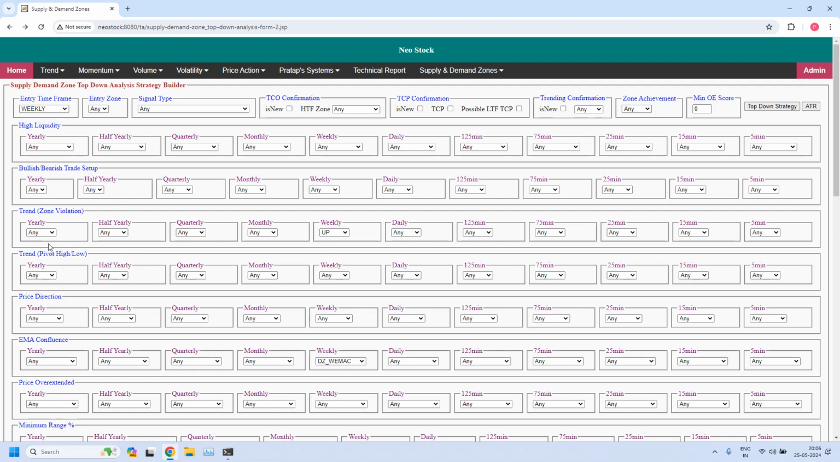What is the one more filter? The trend based on pivot high low, that means swing high low trend. Higher highs, higher lows, lower highs, lower lows, equal highs, equal lows. Based on these, the trend calculation will be done. That is also uptrend. That means both the weekly trend based on zone violation as well as the weekly trend based on pivot high lows should be uptrend. You already learned both these trends from your training program.